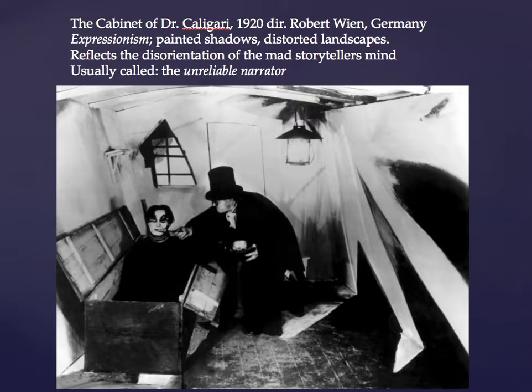So this is Expressionism. We have painted shadows and distorted landscapes, and that is because the person telling the story is what they used to call mad. Today we would say he has mental illness of some sort, but back then they would say that he was in the madhouse or the insane asylum. We wouldn't say anything like that today. But the idea is we're sort of seeing things through his eyes, and since he has a distorted outlook, we are getting his story, and he's telling it to us in the first person.